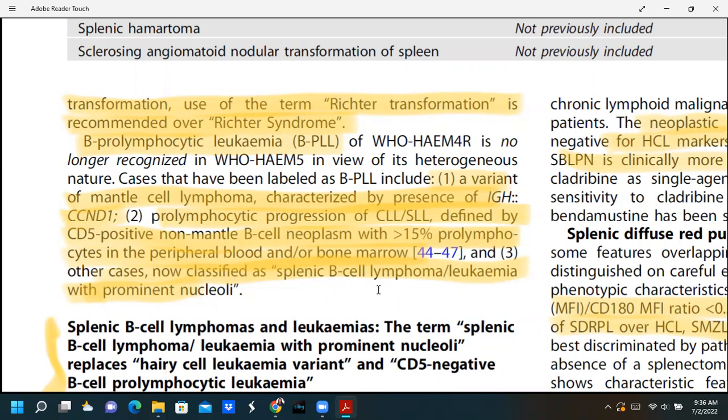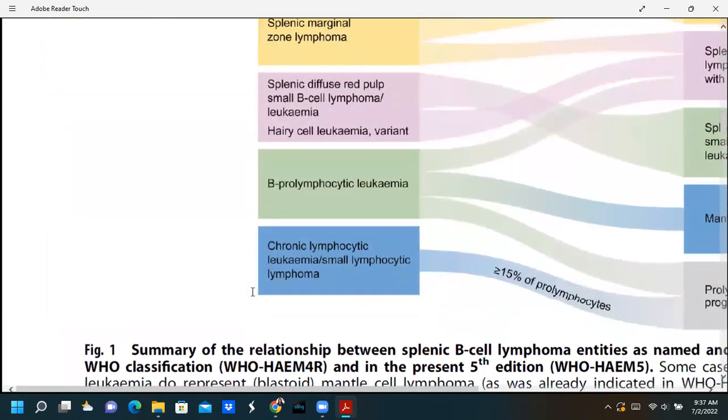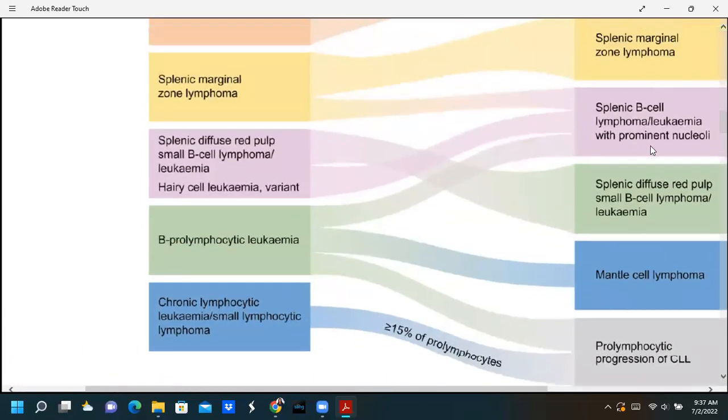Right. I mean, if they're talking about changes from WHO4R to WHO5, then this is not relevant, because WHO4R already excluded the prolymphocytic progression of CLL from the prolymphocytic leukemia, right? Yes, that's what I was telling, that these references are from old publications, like 40, 50 years back. Right. And so now the whole BPLL category is classified as splenic B-cell lymphoma/leukemia with prominent nucleoli. Now, there is another thing that they made a little confusing over here. The CLL, SLL with more than 15% prolymphocytes, they are still calling it prolymphocytic progression of CLL. They are not calling it splenic B-cell lymphoma/leukemia with prominent nucleoli.